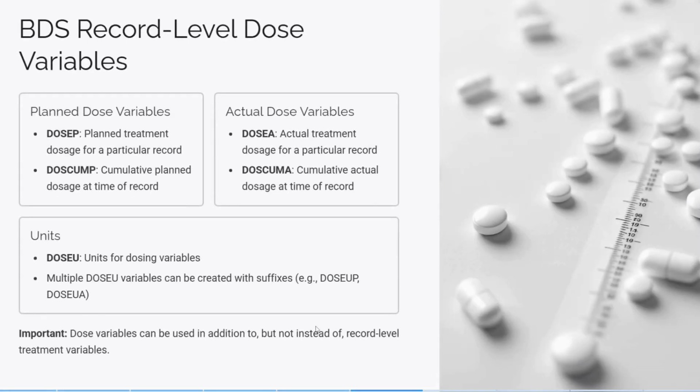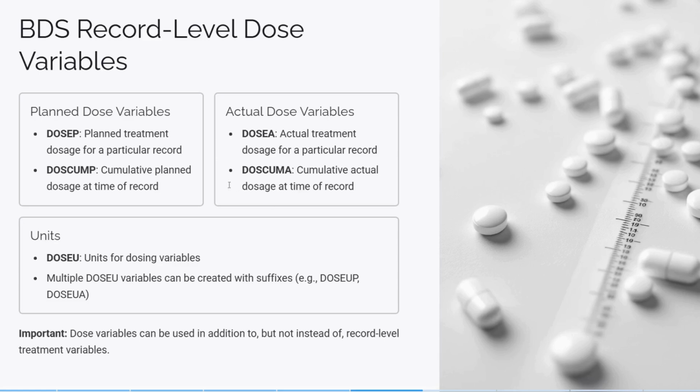So the BDS record level dose variables. So here we'll be having the planned dose variables, the planned treatment dose for the particular record, and the cumulative planned dose at the time of the record. So it is similar for the actual dose as well.